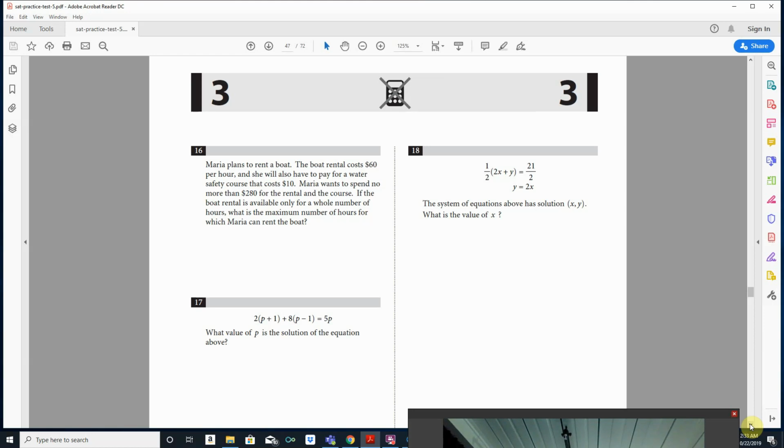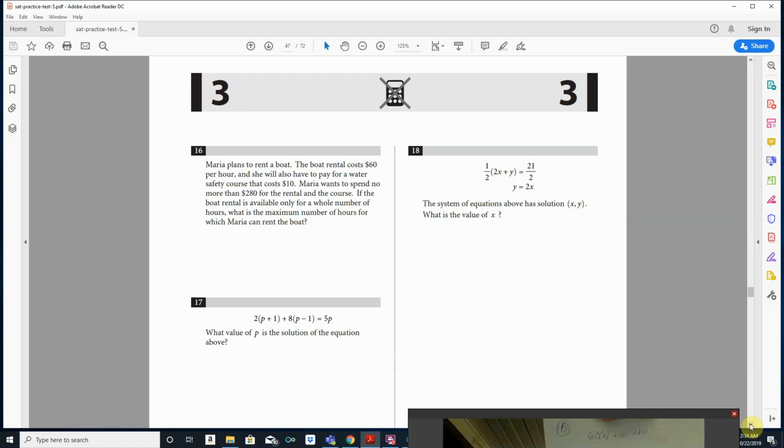Okay, 17. 2p plus 1 times 2. What value of p is the solution of the equation above? Okay, so fine, we're just going to go 2 times p plus 1 plus 8 times p minus 1. Pretty quickly, just distribute: 2p plus 2 plus 8p minus 8 equals 5p. Okay, so 10p minus 6 is equal to 5p. So then 5p is equal to 6, so p is equal to 5. Oh, nope. p is equal to 6 over 5.